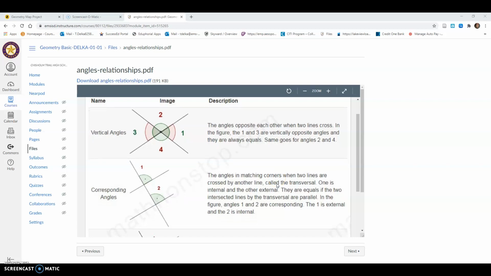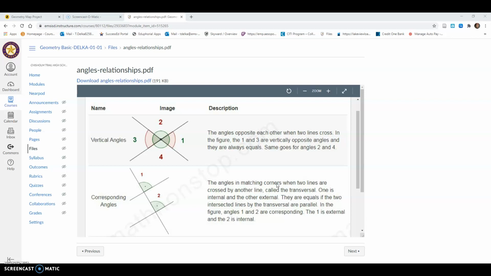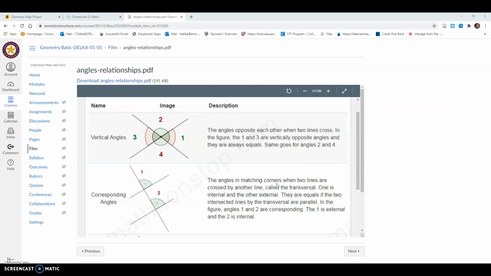Okay, students, so today is Friday, October 2nd, and this is Miss Delka's geometry class. We're going to review our angle relationship notes that I provided in Canvas. It's actually in next week's module, but I'm going to go ahead and get started with it today.